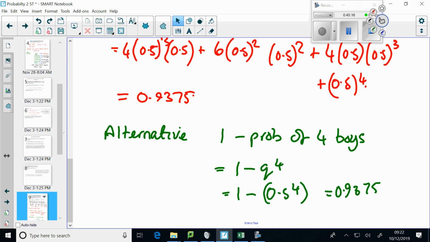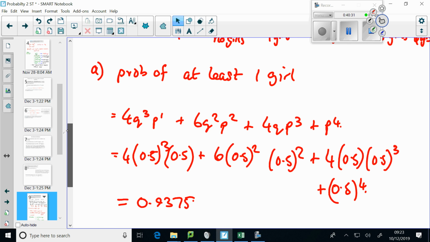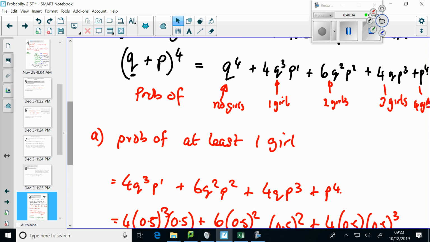But it's important to know that there might not always be another easier option. If you were talking about at least two girls, then you'd be leaving a lot more options out, wouldn't you? It's going to be either those three options added together, or one minus those two options. But there are two ways to go about it.